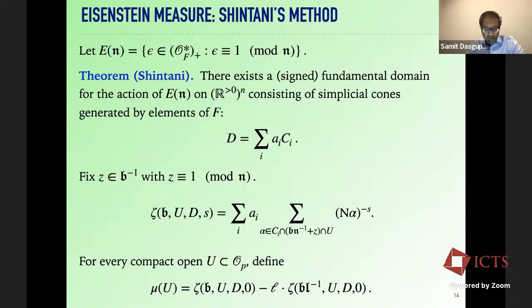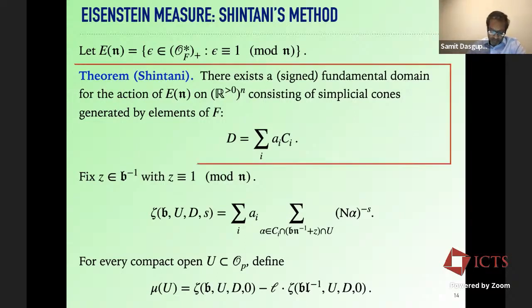So let E_n denote the group of totally positive units that are congruent to 1 modulo n. Shintani's theorem is that there exists a signed fundamental domain for the action of this E_n on the totally positive orthant, consisting of simplicial cones generated by elements of F. So I'm thinking of F as embedded inside R^n, where n is the degree of F. F is a totally real field of degree n. You could embed it in R^n just by choosing some ordering of the n real embeddings of F. And so F sits inside there, and O_F is a lattice inside R^n. And you can think of F star as acting on R^n by component-wise multiplication.